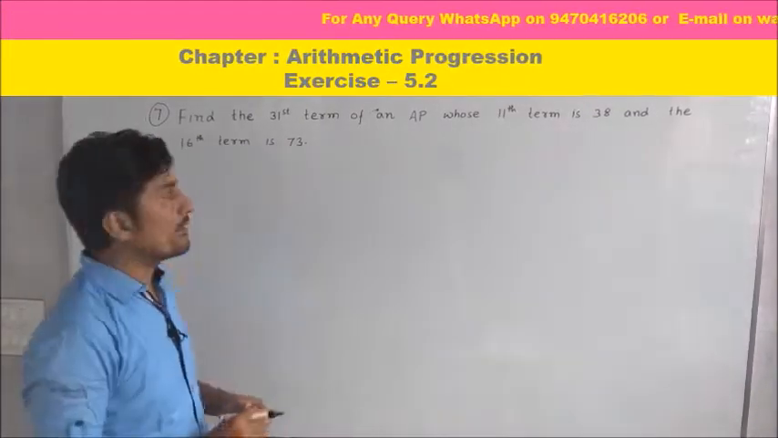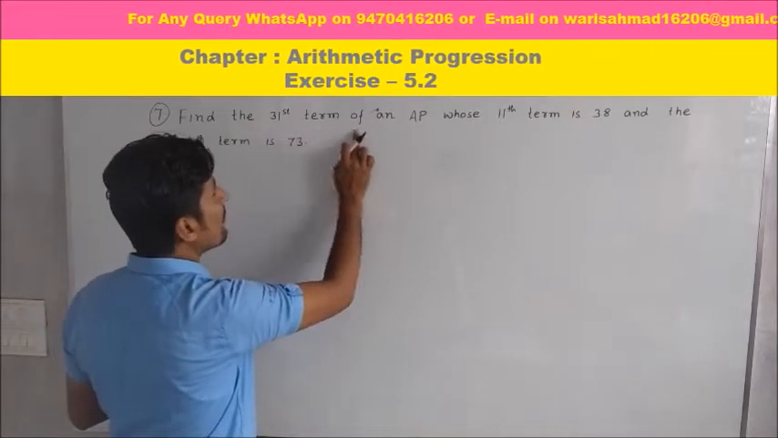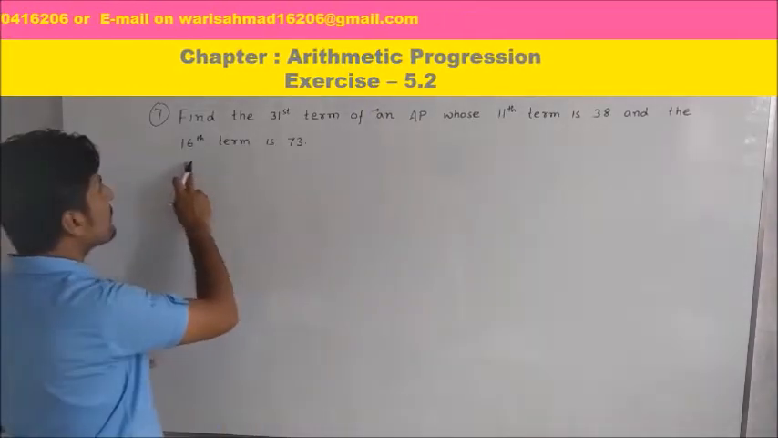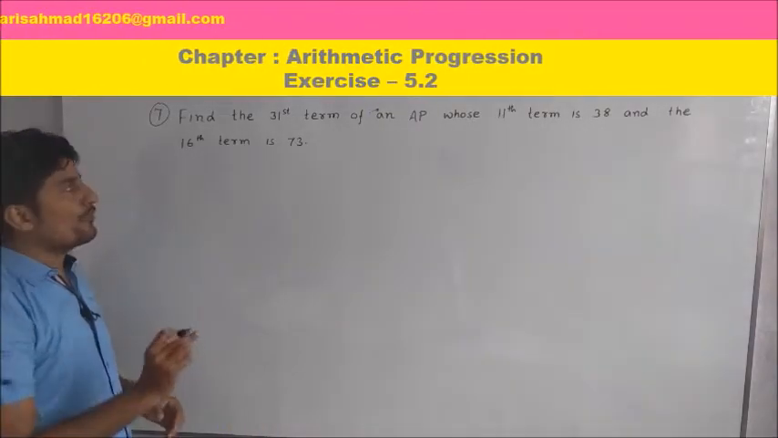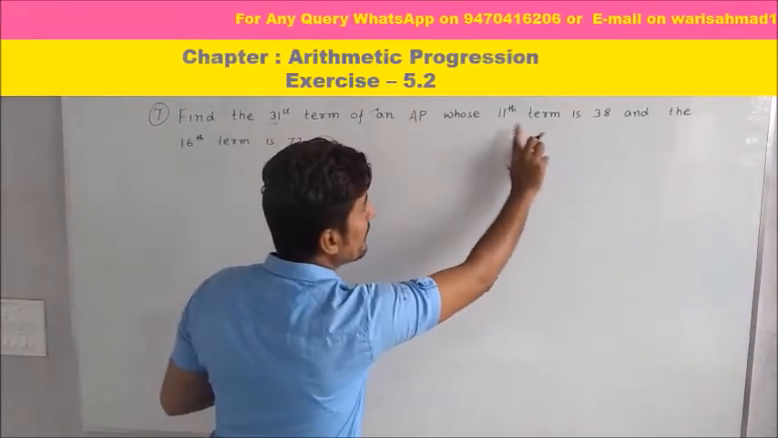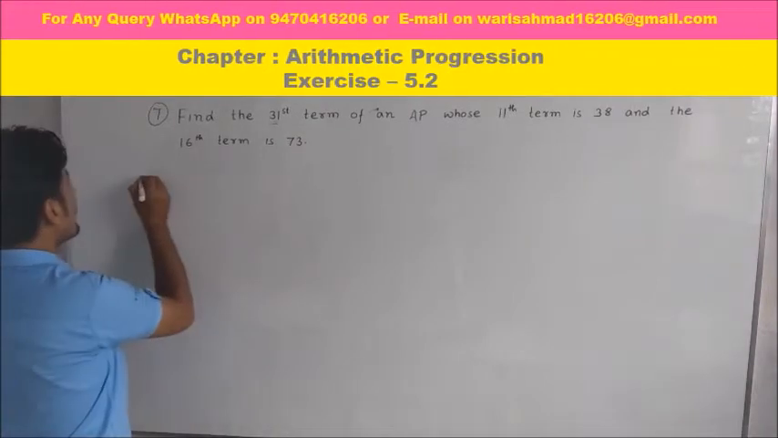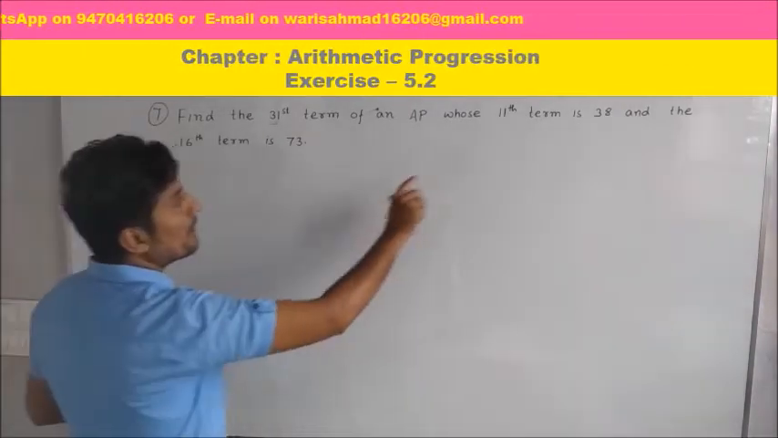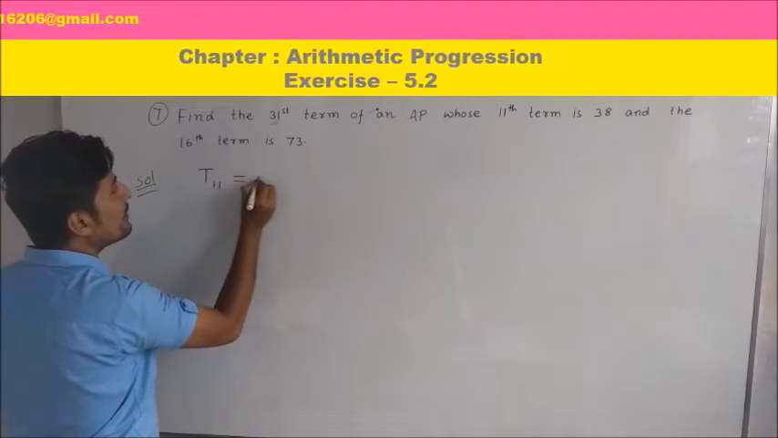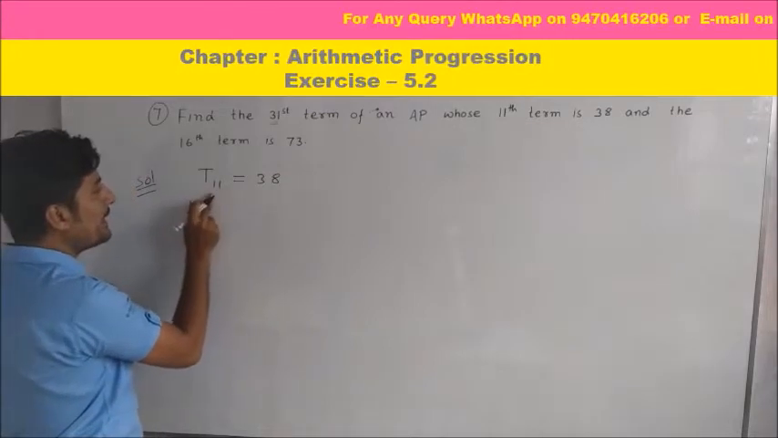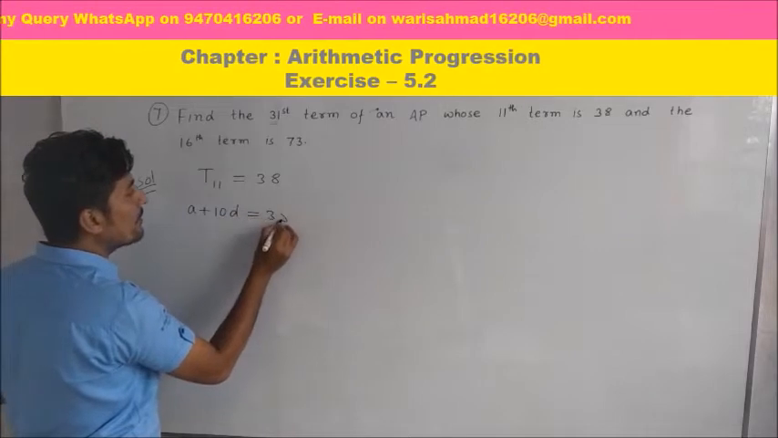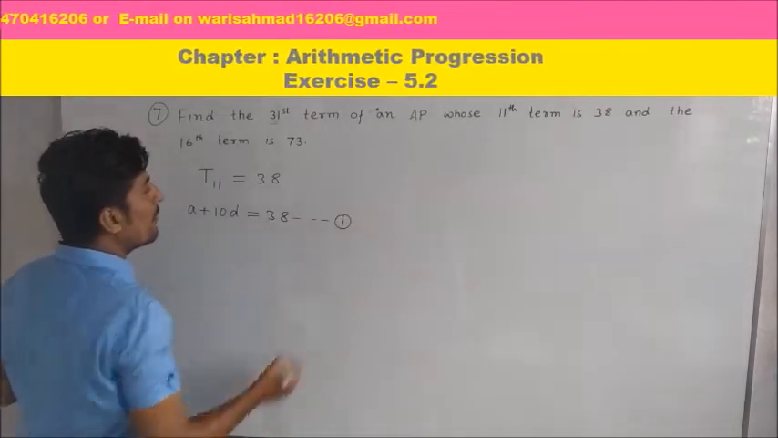Now let us see question number 7. Find the 31st term of an AP whose 11th term is 38 and the 16th term is 73. So we have to find the 31st term of the AP whose 11th term is 38. Let us see the solution. The 11th term of an AP is 38. So we can write here T11 is equal to 38. T11 is equal to A plus 10D. We can write here A plus 10D equals 38. This can be equation number 1.